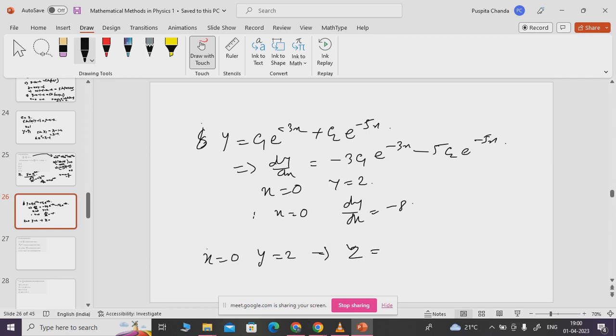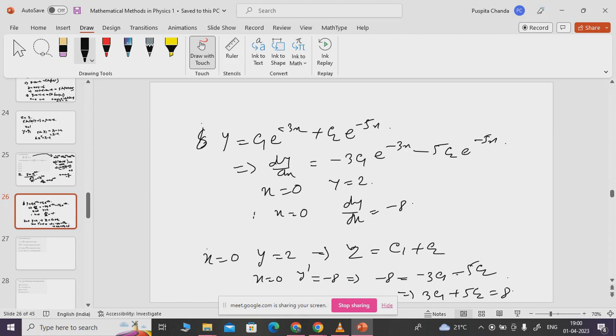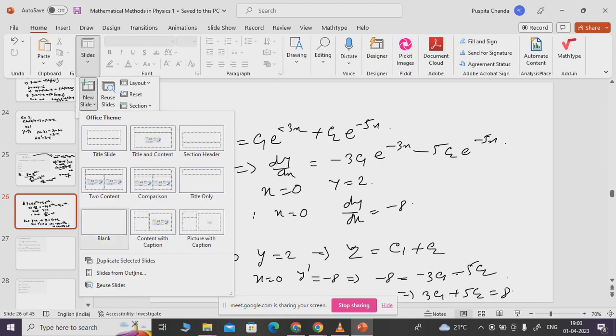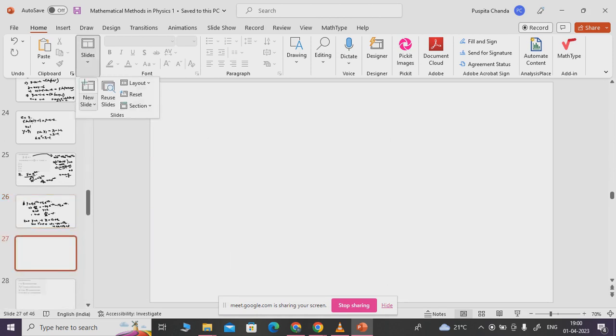So here when x is equal to 0, y becomes 2. So 2 is equal to e to the power 0 is 1, c1 plus c2, and when x is equal to 0, y dash is equal to minus 8. So minus 8 is equal to minus 3c1 minus 5c2. So it will become 3c1 plus 5c2 is equal to 8.